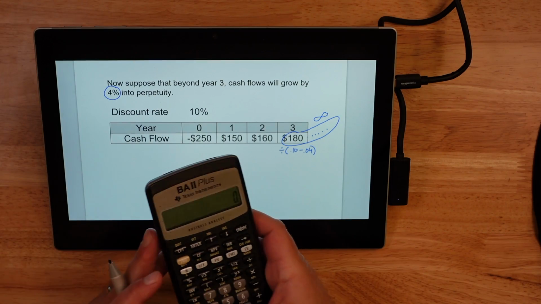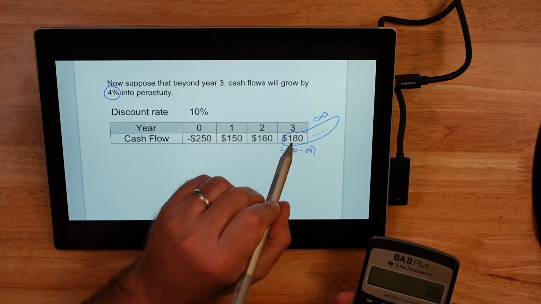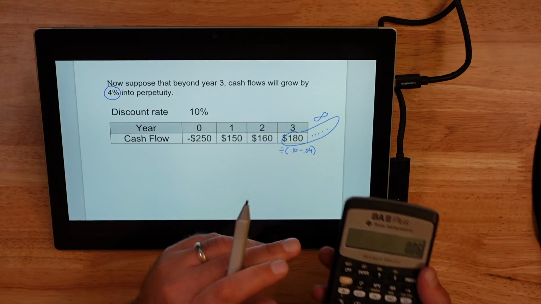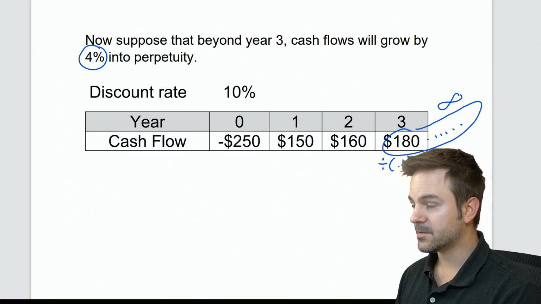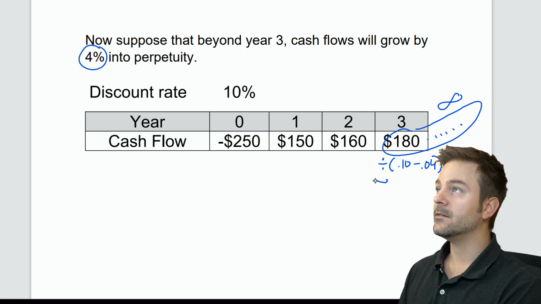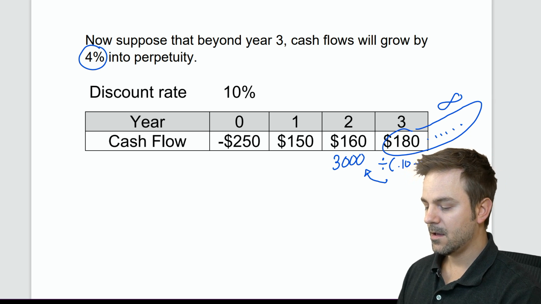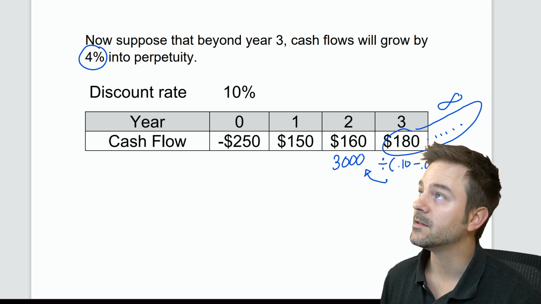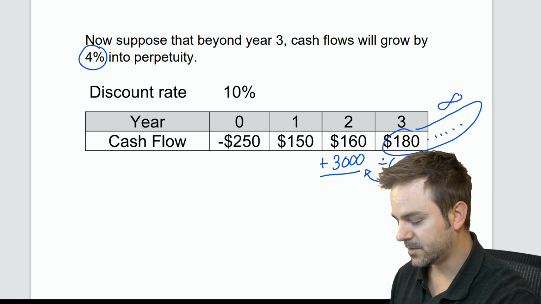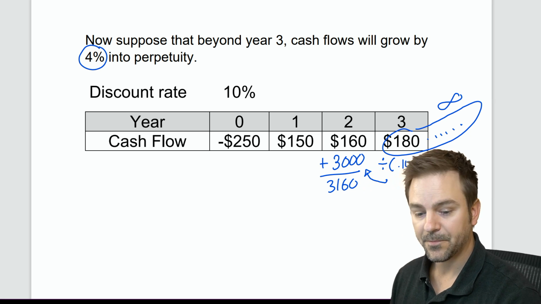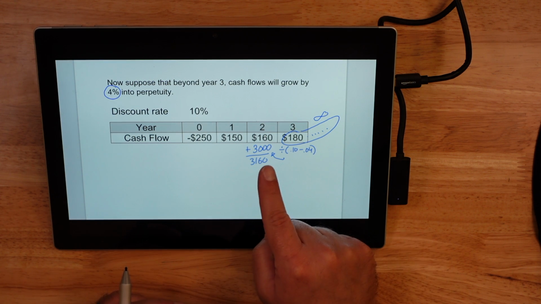So let's knock it out here. We got 180. We're going to take 180 divided by 0.06, which is that spread between the 0.10 and 0.04, and that comes out to be 3,000. So that means we can move this number over here as 3,000. Same situation where we have two numbers at the same point in time, so we add them together and you end up with 3,160.